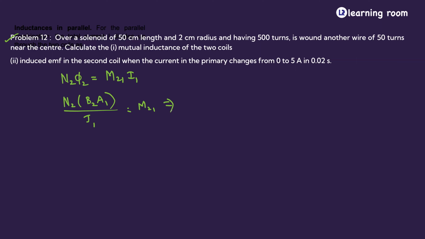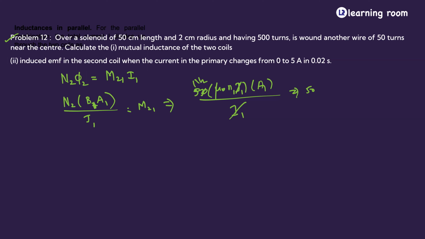So what is the value of N2? 50. So 50 into, what is the value of B... sorry, it is not B2, it is B1 A1. It is mu naught n1 I1 into A1, the whole divided by I1. I1 and I1 will get cancelled. So let me leave it as it is, N2 itself.